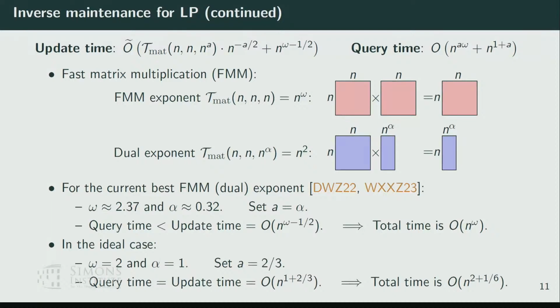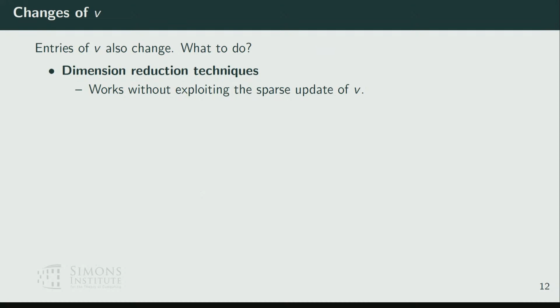So there's still a gap here of size 1 over 6, and we can actually improve this to 1 over 18, using a more complicated inverse maintenance data structure. But before I go to that data structure, there's one little detail that I kind of hid under the rug previously, which is that the entries of v are also changing. So what to do?